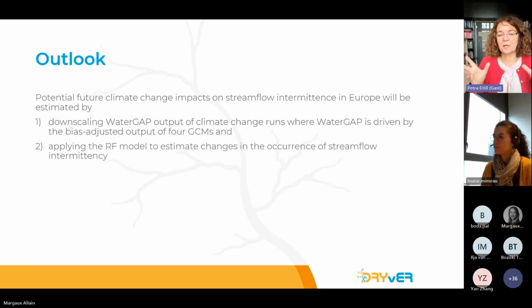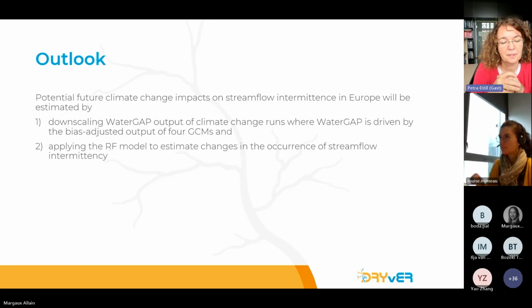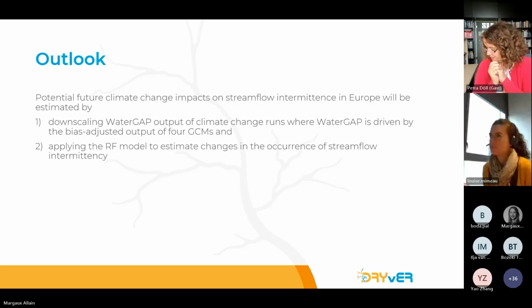And then this output of WaterGAP will be downscaled to high resolution monthly streamflow time series, also using the 4 GCMs that are available in EasyMap. And then we will apply again the random forest model. So that will be very quick. We will apply the random forest model to estimate changes in the occurrence of streamflow intermittence. Yeah, that's all for me, and I'm looking forward to your questions or comments.